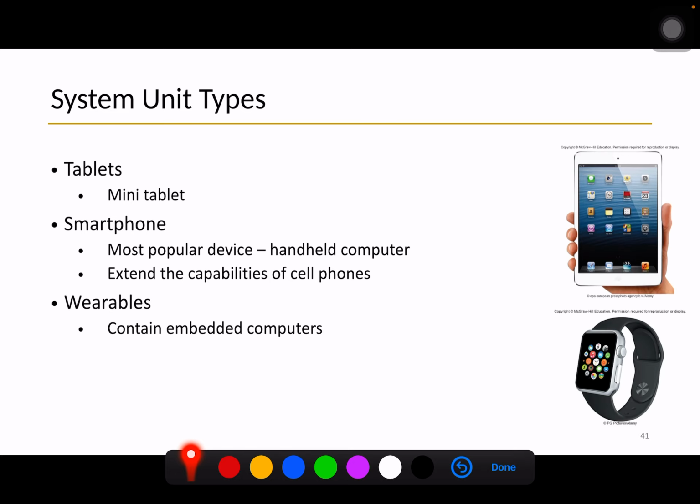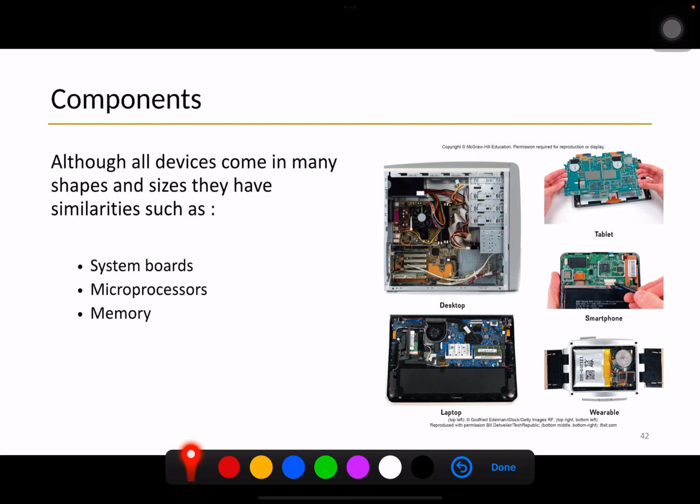The system unit functions to operate the device. So what are the components that reside in the system unit? First of all, we have the motherboard or system board, and then we have the microprocessor and also the memory.